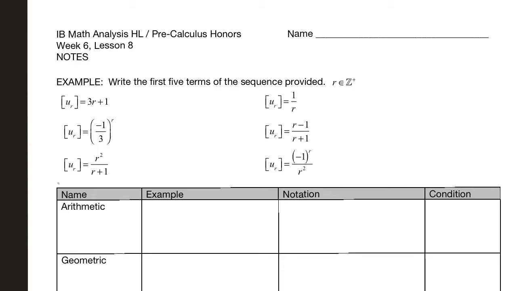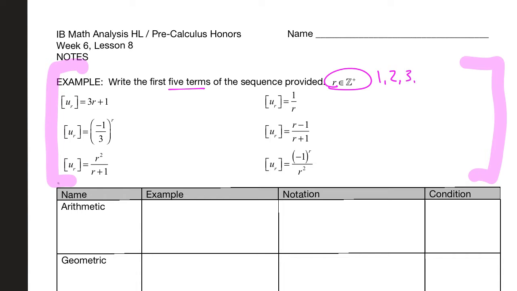Week 6, lesson 8. Okay, so for the first example, which is actually these 6 problems up here at the top, I would like you to treat this as a warm-up. As soon as I give you the directions, I want you to pause the video and see if you can do this without me doing it for you. So I'd like you to write the first 5 terms of each sequence. Okay, this is telling you that you're plugging in positive integers. So you're going to be plugging in 1 and 2 and 3 and 4 and 5. Okay, and you should get these answers.